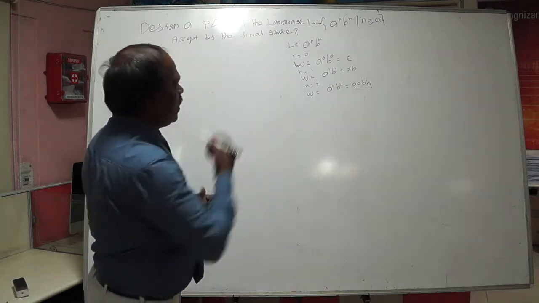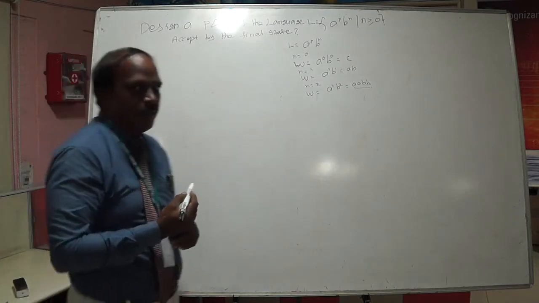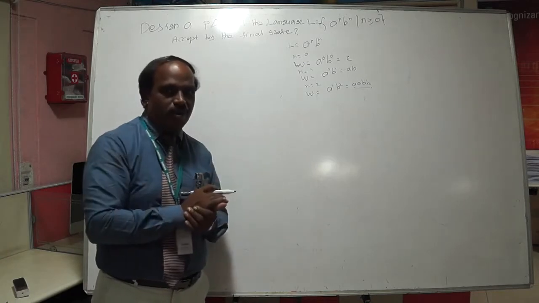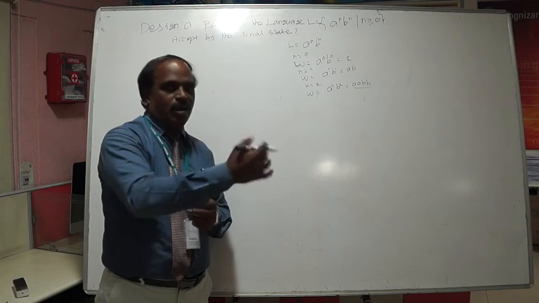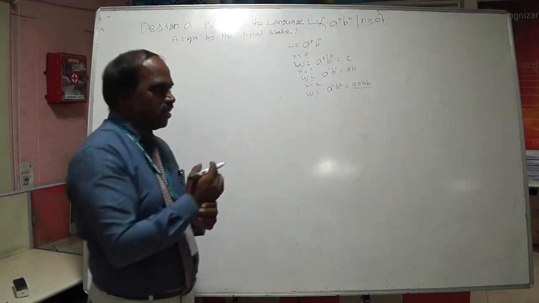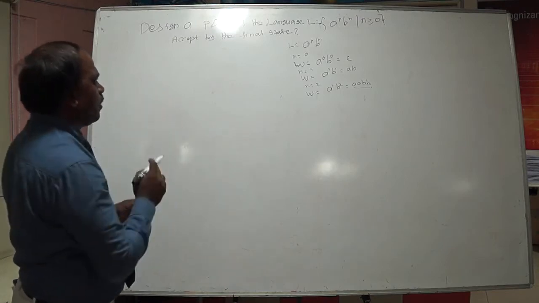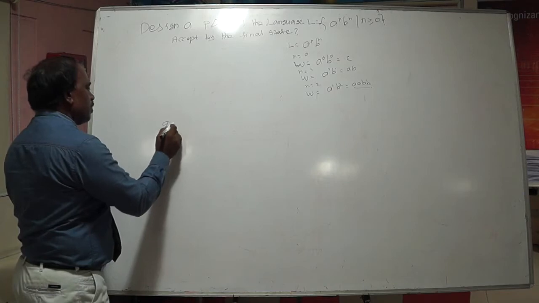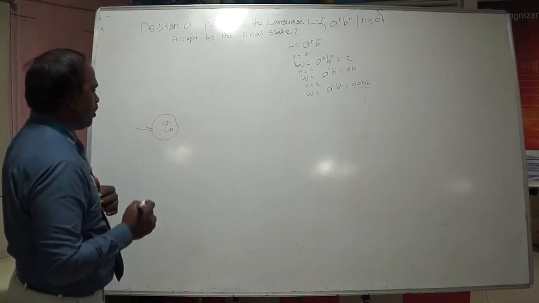Let us take this language and design the push-down automata. Push-down automata means you should know that it contains a stack along with the finite automata. The stack operation is last in, first out. Based on this concept, we are going to design this push-down automata. Let us take the starting state, which we call Q0. The starting state is initially indicated by this arrow.